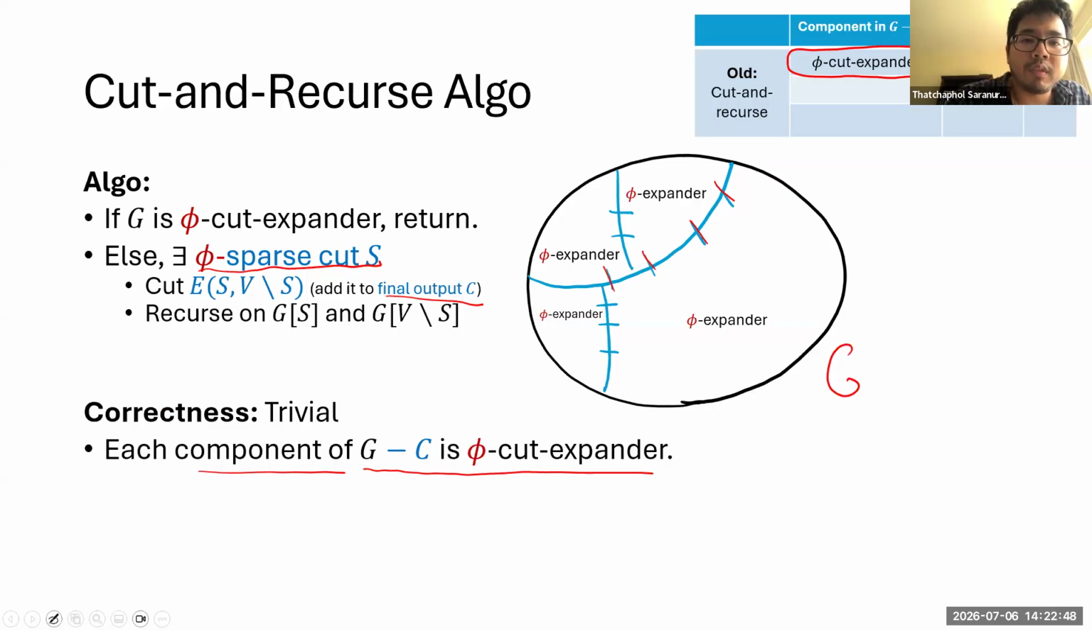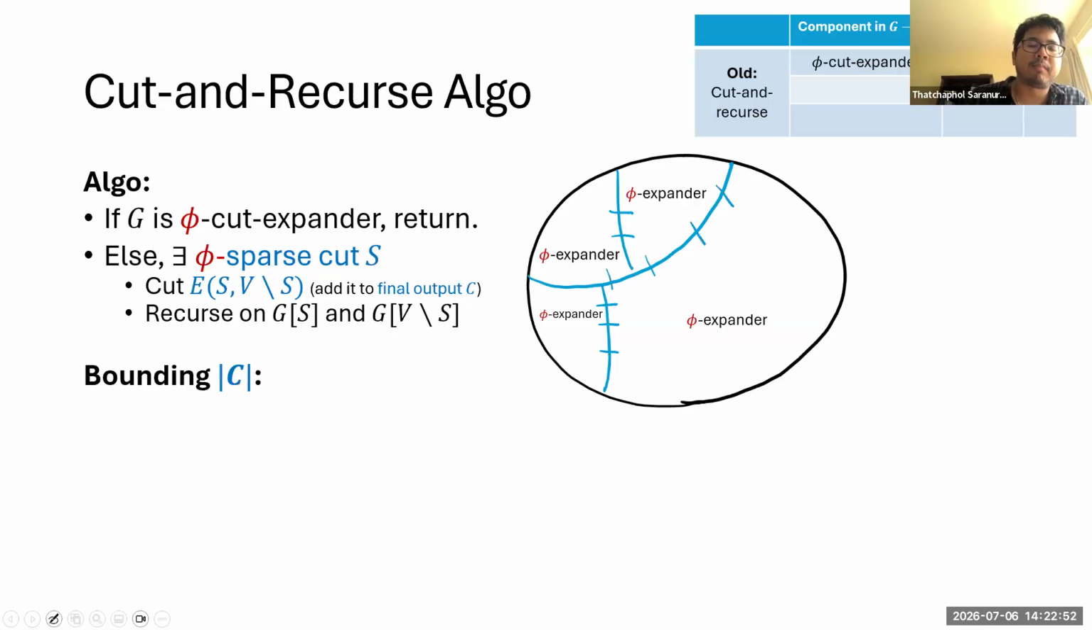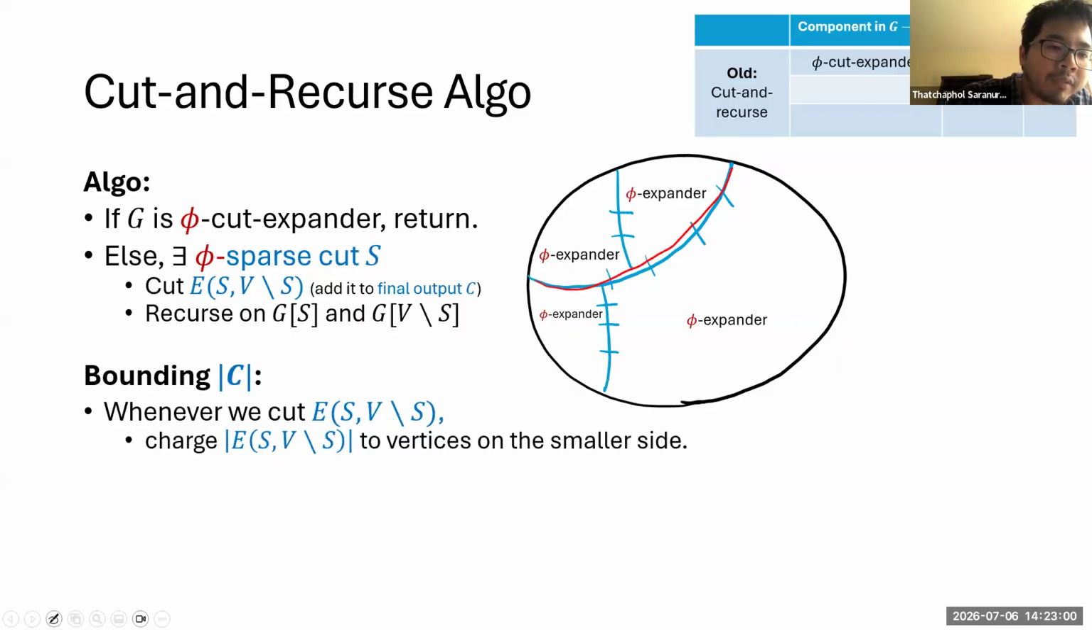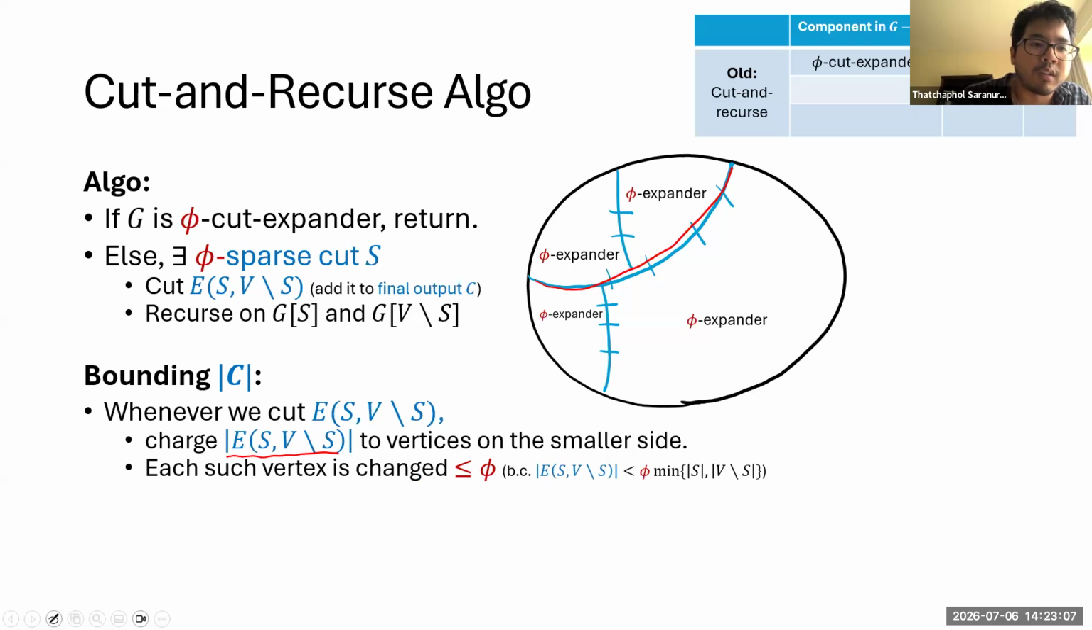Now, what about the cut size here? We can bound it easily too. So when you find, let's say, a sparse cut here, what you do is you just charge the number of edges on this cut to the smaller side of vertices. So each vertex will be charged something like phi, because this is a sparse cut, by this inequality.